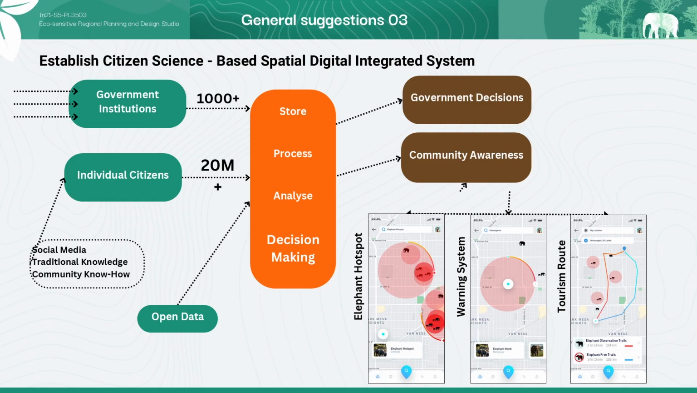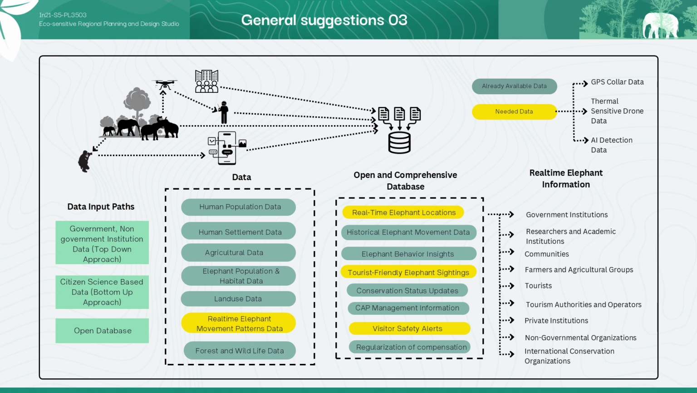Also, we are suggesting to integrate this information system with other institutions as well. By doing so, we can enhance community awareness and improve the quality of government decision making. So this is a more detailed interpretation of our information system. We can also enhance IoT-based solutions to gather more data and information.